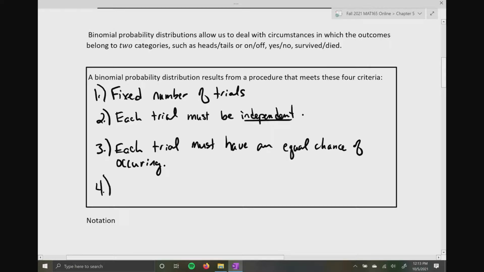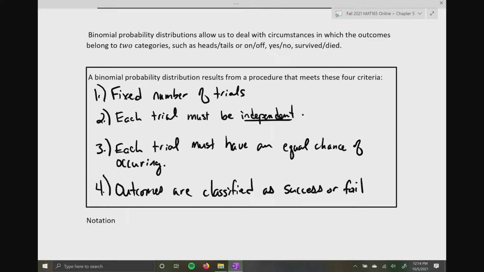And then the fourth, outcomes are classified as success or fail. You either get a heads or you don't. You either answer yes to the question or you don't. If you skydive, you're either going to survive or die. Like, that's it. Two outcomes, okay?